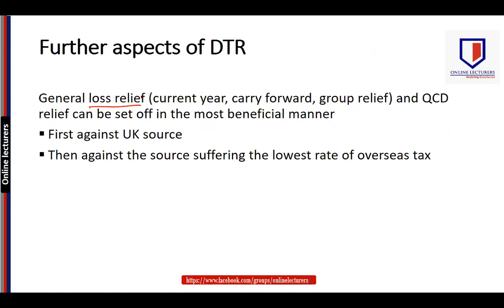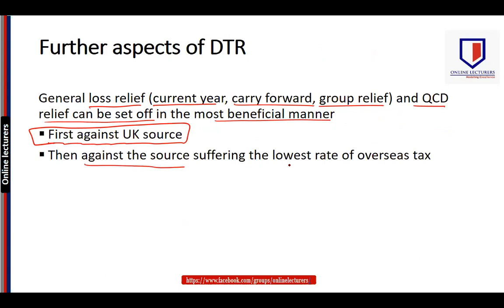Trading loss reliefs are available, which are current year, carry forward and group relief, and QCD relief can be offset in the most beneficial manner. First against the UK source of income, and then against the source suffering the lowest rate of overseas tax. So if you are planning to offset the losses, this is the order that you have to consider: first against the UK source, then against the lowest rate of overseas tax.